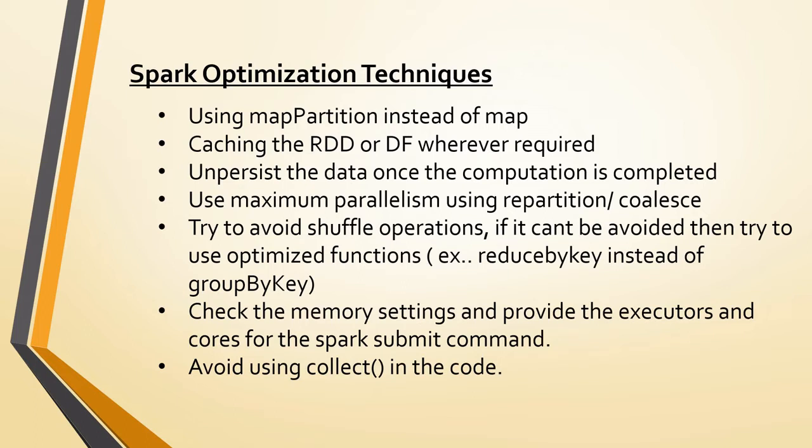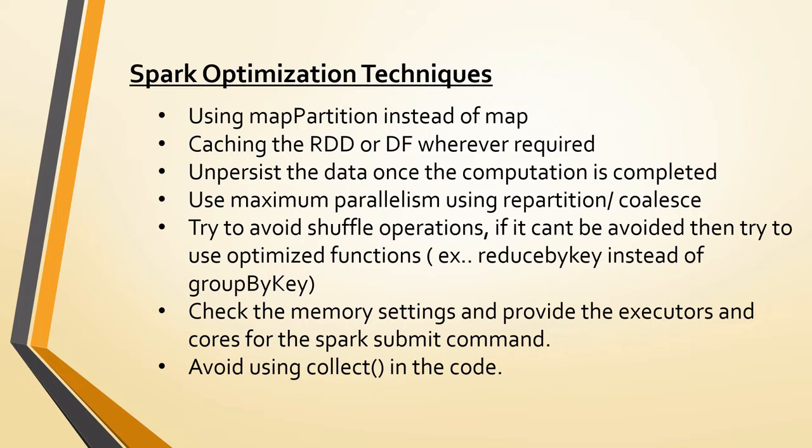Next one is to check the memory settings and provide the executors and the core details while submitting the Spark job in the spark-submit command. You can go through the Spark memory management video, and based on that you can calculate: take your cluster's available memory and divide how much we have to provide for the executors and cores. This will also help in parallelism and will improve the Spark job performance.